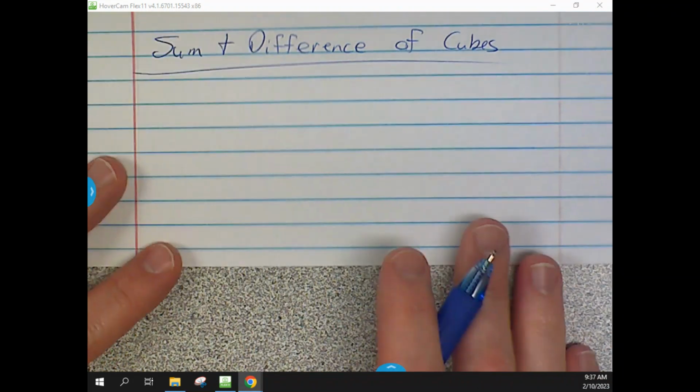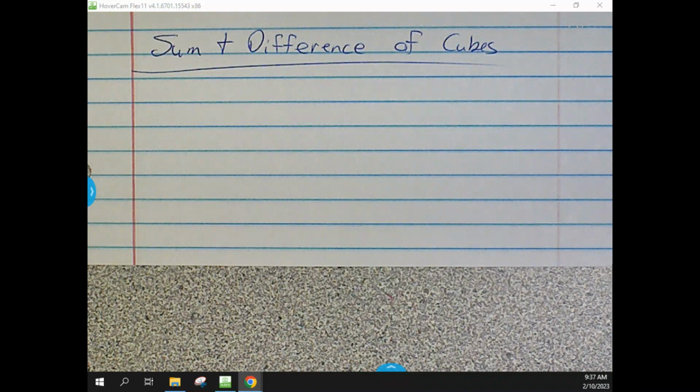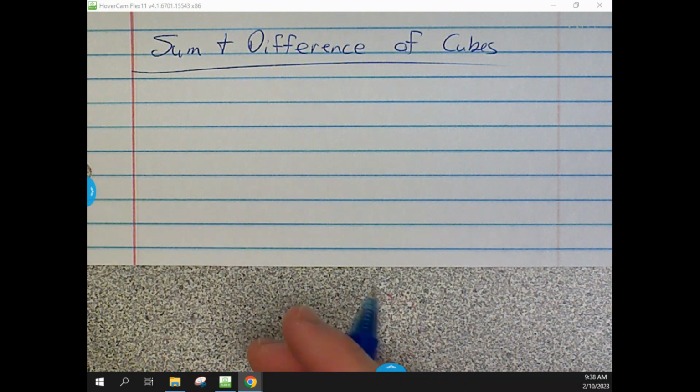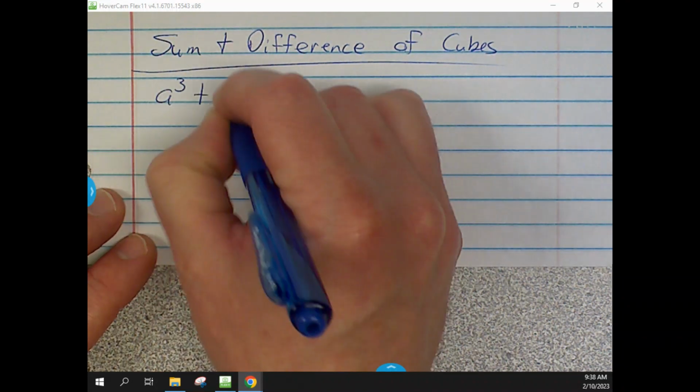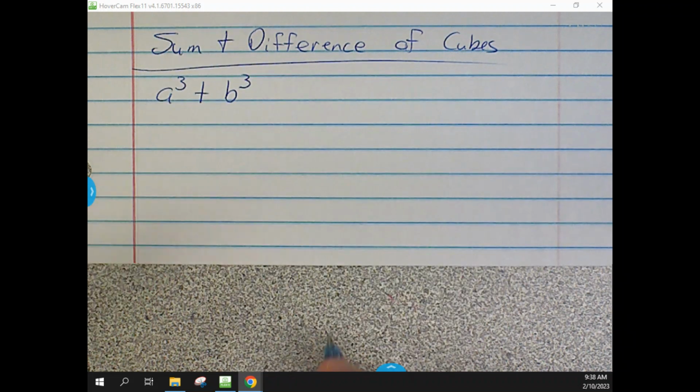All right, so we're going to do the sum and the difference of cube numbers. And again, this is that special tool that you're only going to use every so often. Okay, so here's what it's going to look like. The beginning of it's going to look really, really simple. It's going to be the sum or the difference of two cube numbers.